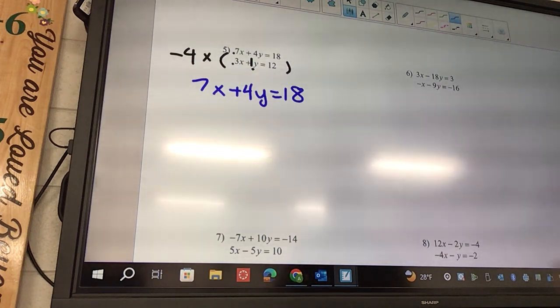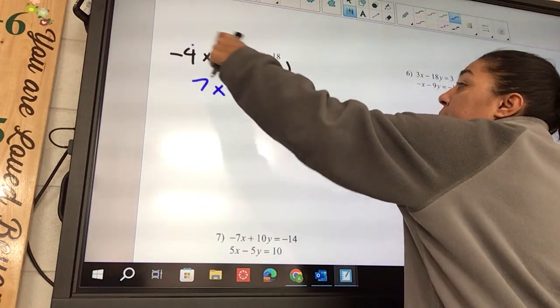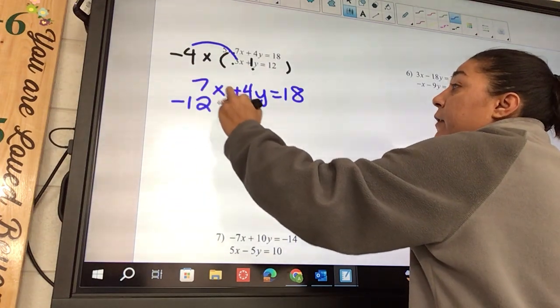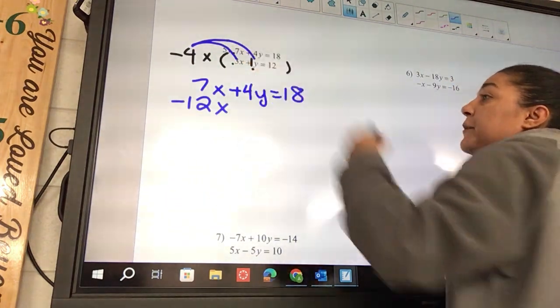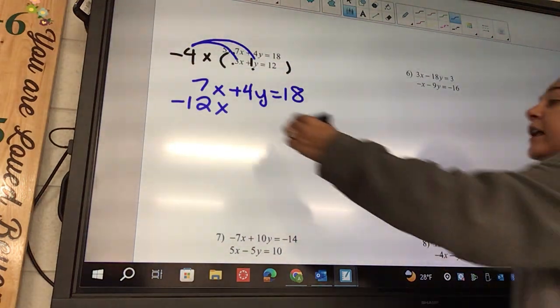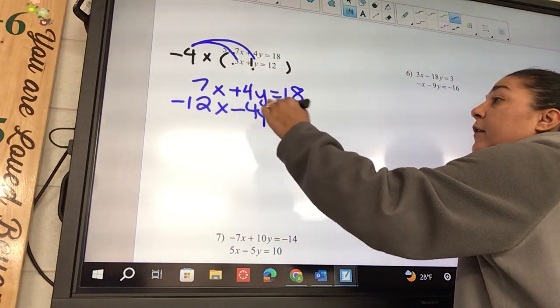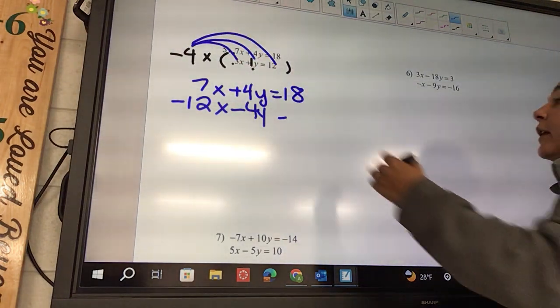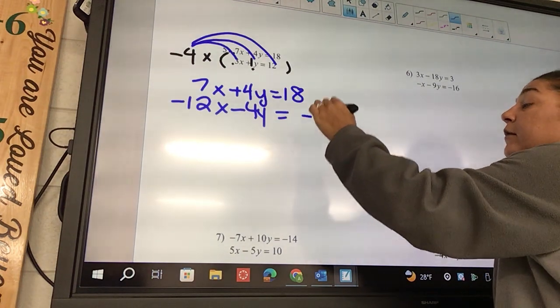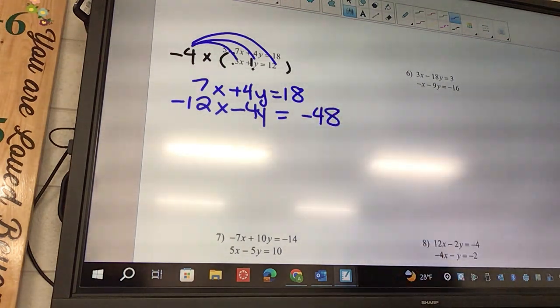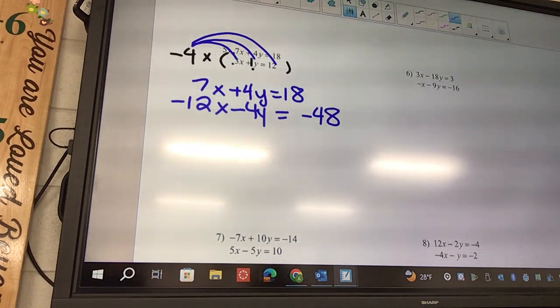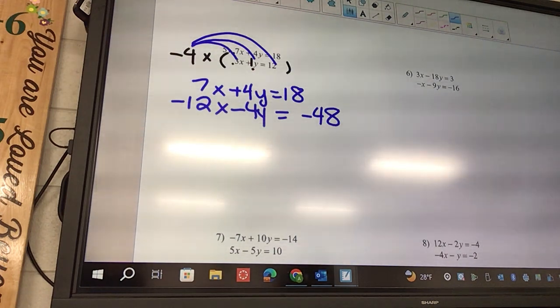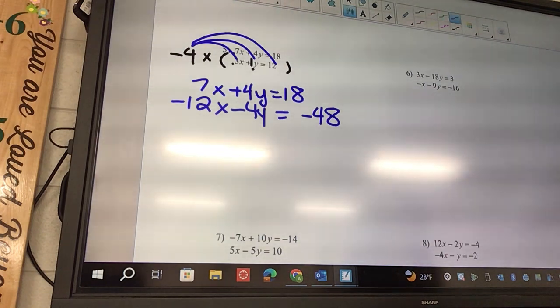Equation 2 is going to be negative 4 times 3. It's going to be negative 12x. Negative 4 times 1, it's going to be negative 4y. Negative 4 times 12, negative 48. Okay, look at them. What's going to cancel? What are the same now? The y's are going to cancel.